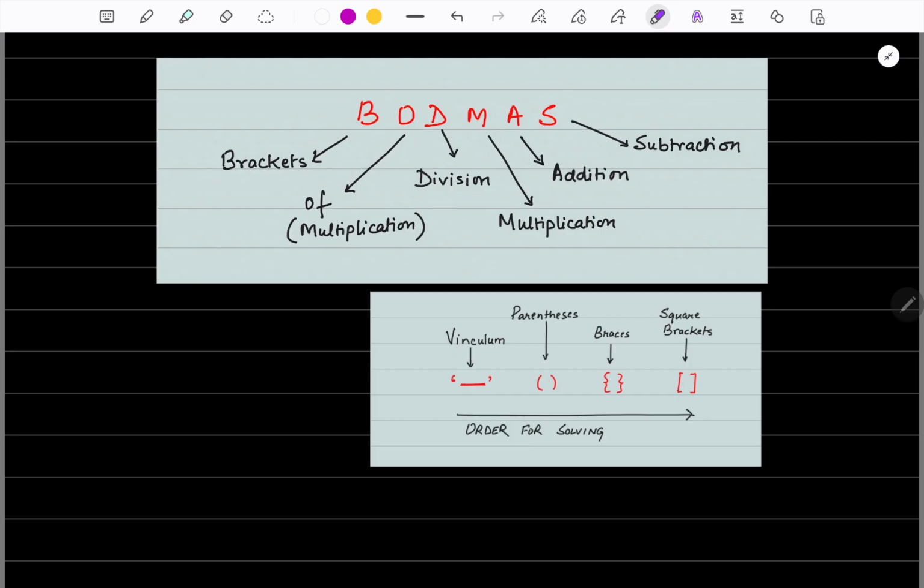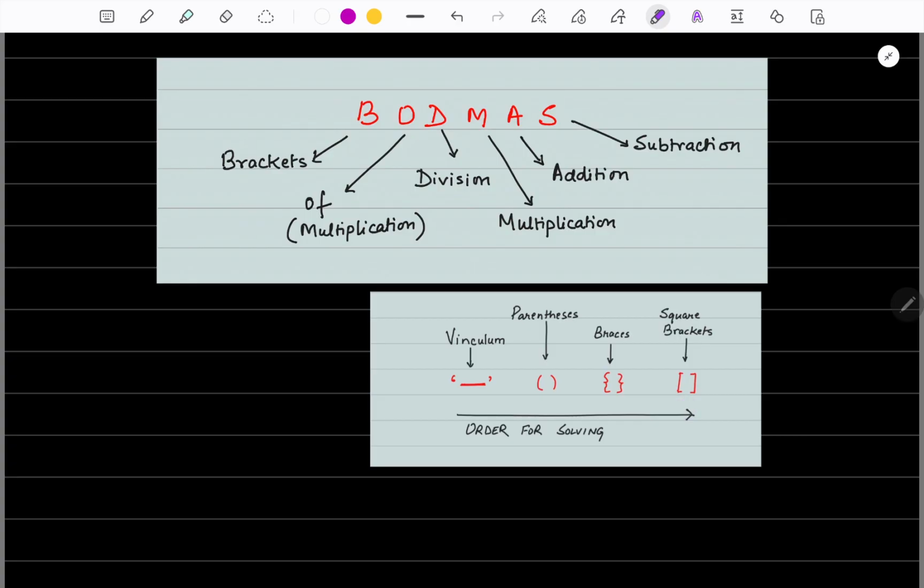Brackets themselves can be of many kinds, and if we see multiple kinds of brackets used in the same expression, there is an order for solving the brackets as well. As per this order, we have to solve the vinculum first, followed by parentheses that are also known as small brackets. Then we solve braces that are also known as curly brackets, and in case there are any square brackets, we solve them last.